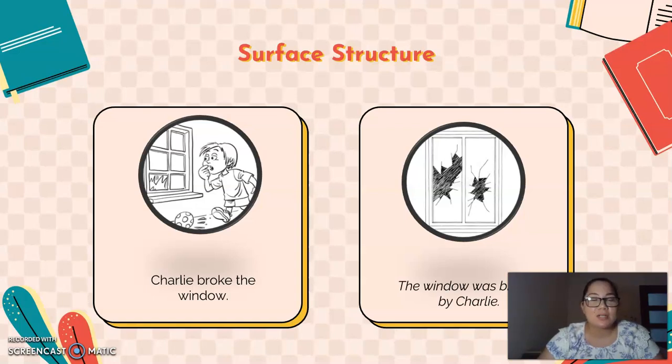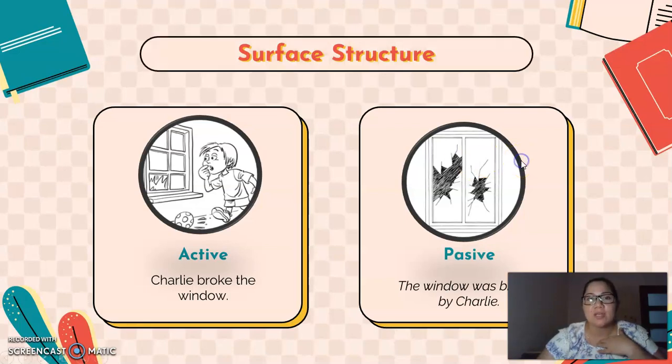sentences. The first one, as traditional grammar states, is an active sentence, as it focuses on Charlie and what he did. On the other hand, the second one is a passive sentence, as it is focusing on the object, which is the window, and what happened to it. So this is surface structure.